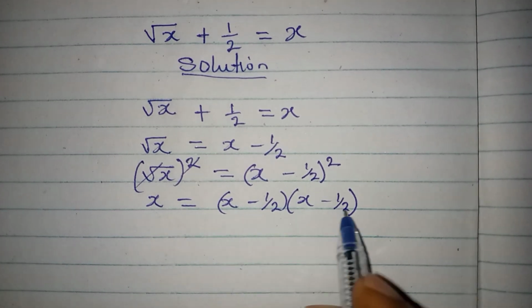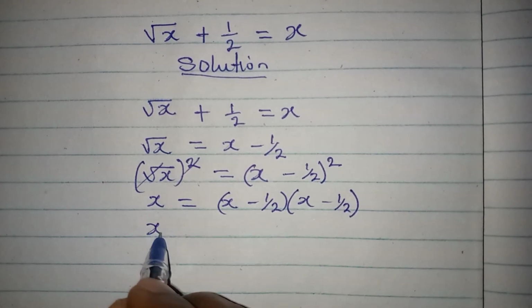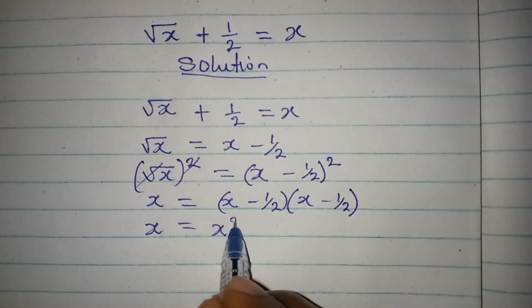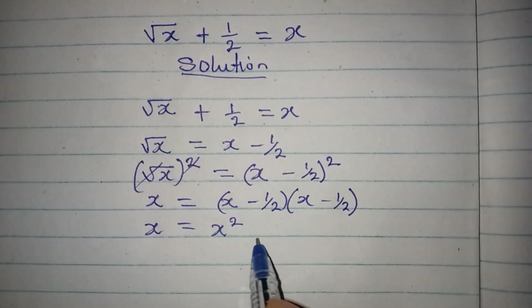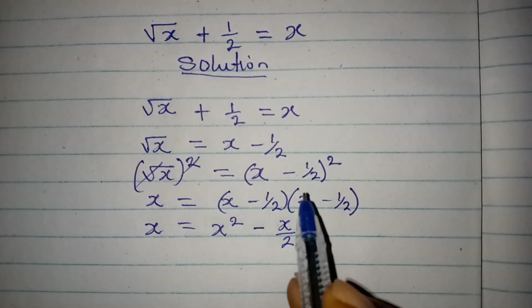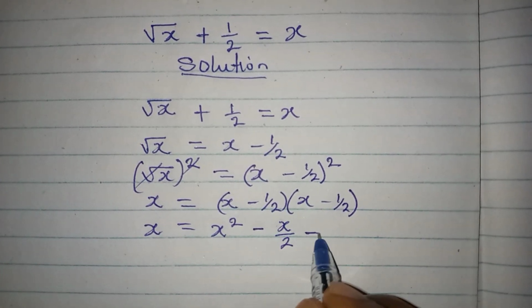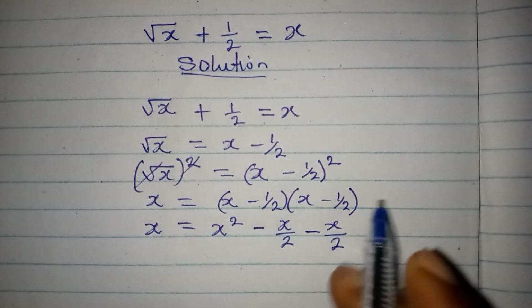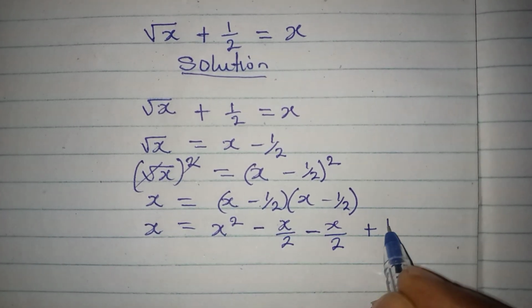Now we expand this. I want to show all the steps. X times x will give x squared. X times this will give negative x over 2. Then this times this will give negative x over 2. And then this times this will give us plus 1 over 4.